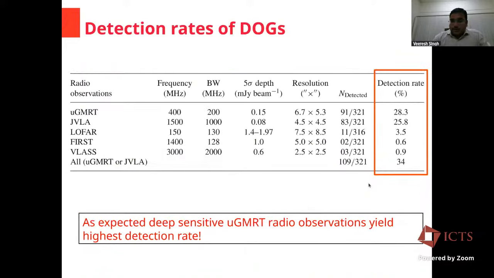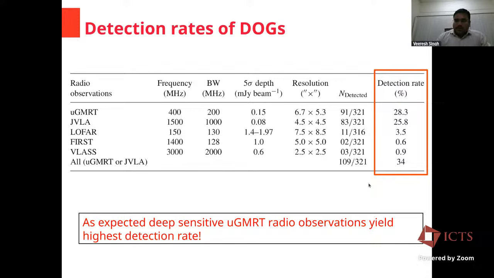So here I show you the detection rate. One can easily notice that FIRST and VLASS are large area shallow surveys. With FIRST or VLASS, even 1% of dust obscured galaxies are detected. But the moment we use deep field radio continuum observations, this shoots up to something like 25 to 30%. And once we combine uGMRT and VLA, if a source is detected in at least one of them, either in uGMRT or in JVLA, we could detect 34% of these sources.